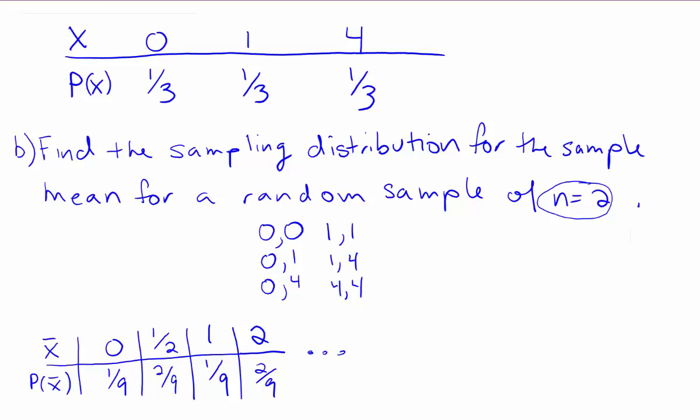Remember, you can do some of these in 2 orders, some of them only in 1 order, right? Like these only occur in one way because they have the same value. But for each of these guys, there'll be 2 ways you can get it. You can get 0, 1 or 1, 0. 0, 4 or 4, 0, 1, 4 or 4, 1. If you work out the remaining cases, you'll be able to fill in the rest of this table.